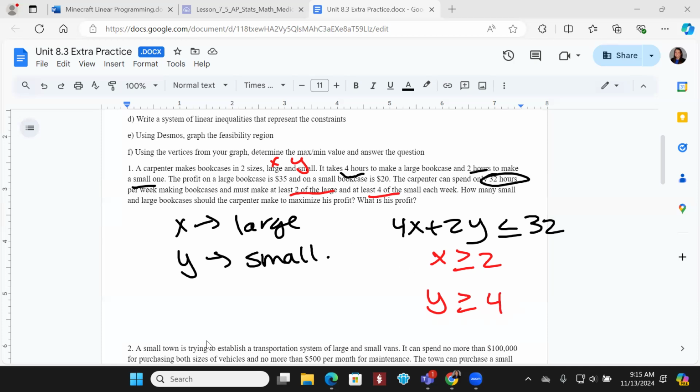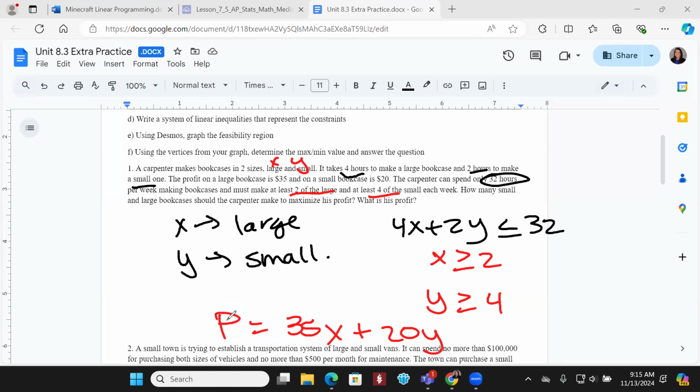And then your profit function is going to be 35 times your large, plus 20 times your small. I crossed it out because you've got X and Y in your equation, so it's just P equals that equation.